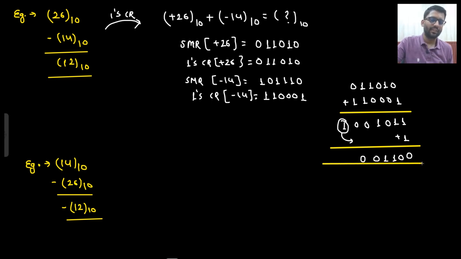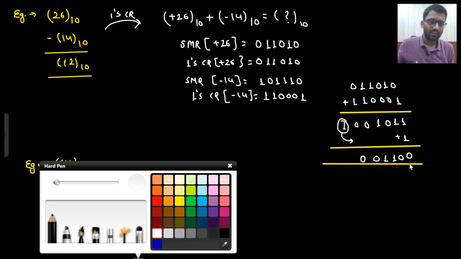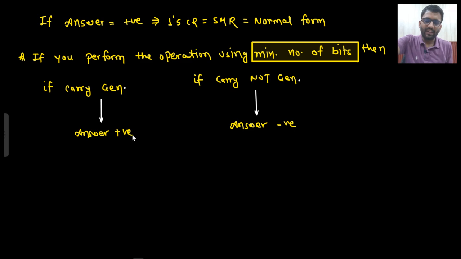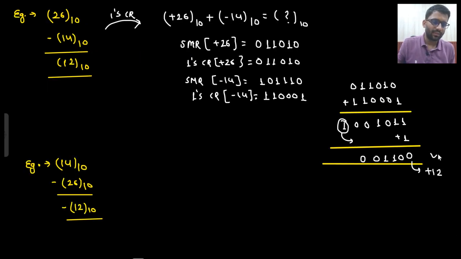So what is this? You can check it directly, it is plus 12. And what did I tell here? If carry is generated, the answer will be positive. You can see, carry was generated here, so the answer is positive. So how can we remember it? If carry is generated, that means I have done something in my life. I am generating something, that means the answer will be positive.